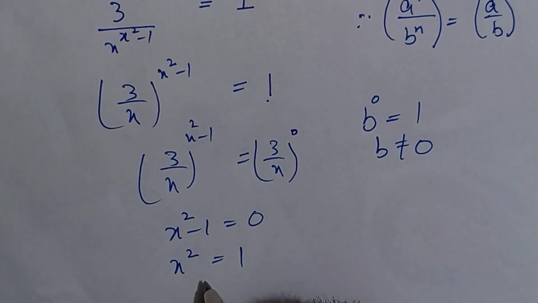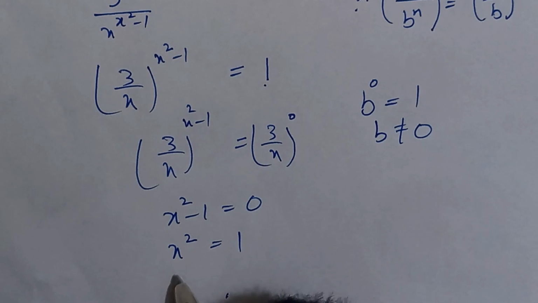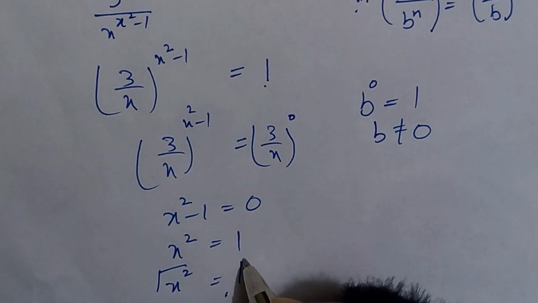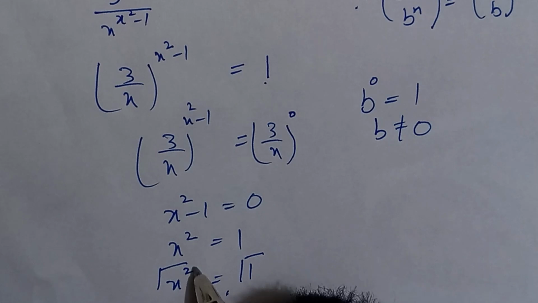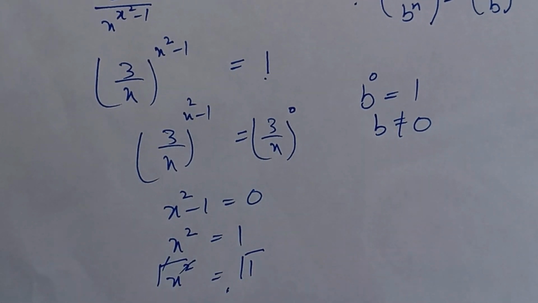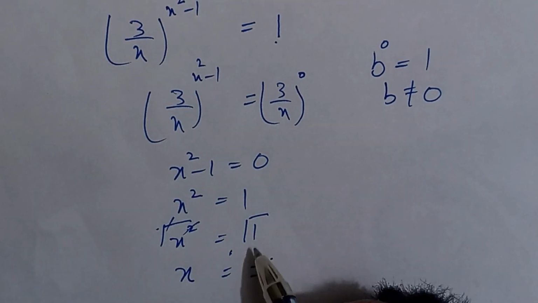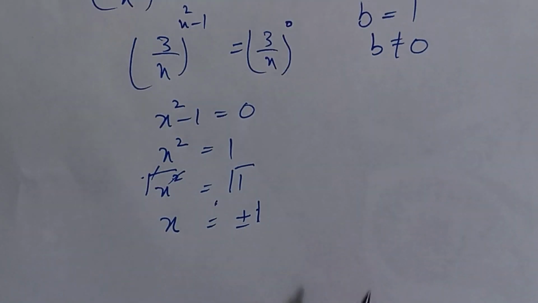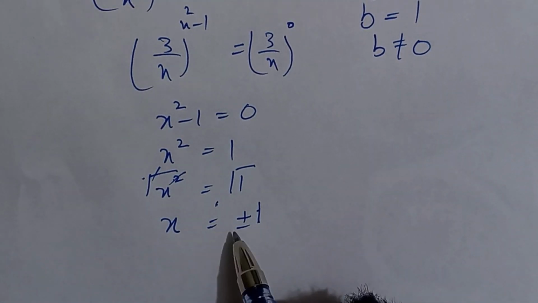We just find the value of x. So we take the square root on both sides of our equation. So this will become x equal to the square root of 1, and the square and square root will cancel. We just get x. Now the square root of 1 is equal to plus minus 1. Now in the next step we verify this answer.